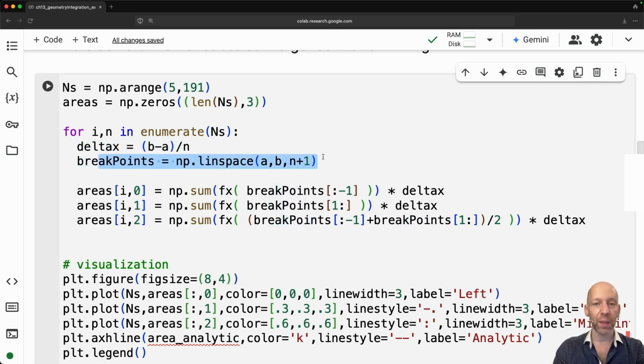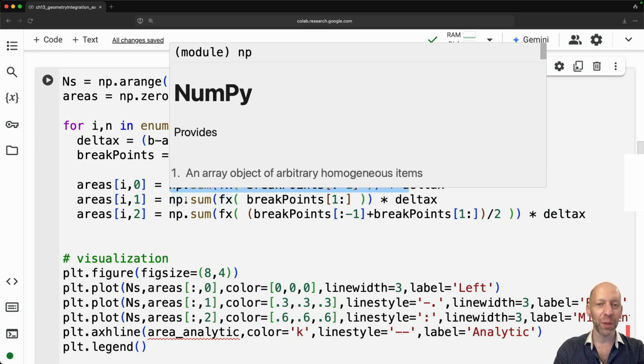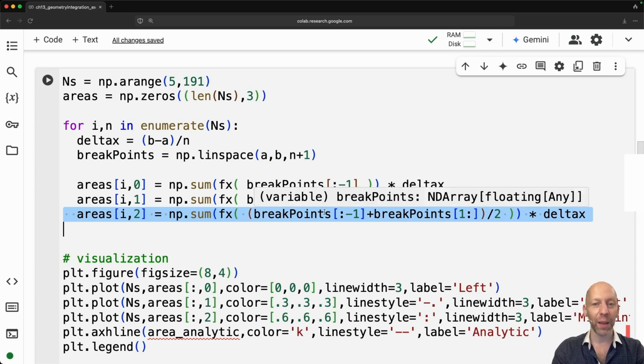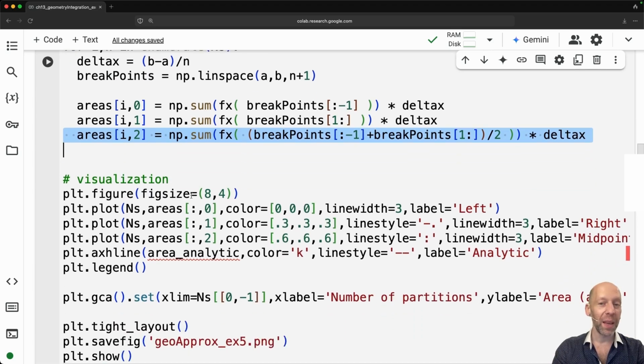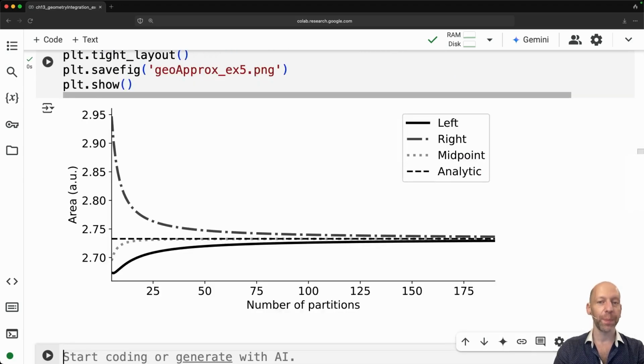Redefine the breakpoints. You can see here I'm using numpy.linspace instead of the list comprehension method that we explored in exercise 1. That's basically just because this takes up less code, so I kind of prefer this method. And here we have the left rule for summation, the right rule, and the midpoint rule, exactly as I coded it a few exercises ago. It's really that simple. And then I plot each of those here, and then here I'm plotting the analytic result from SymPy. Okay, let's see how these results look.